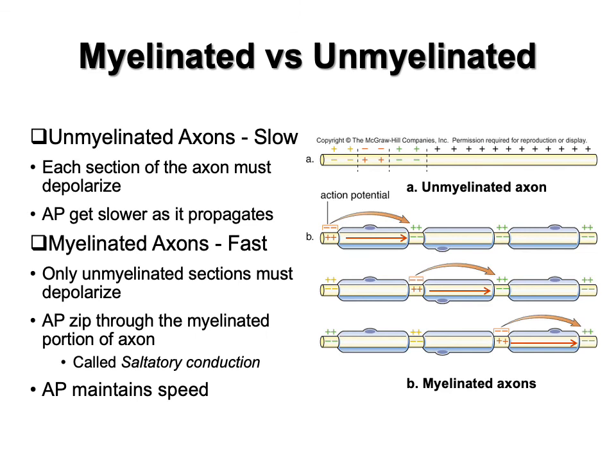Myelinated versus unmyelinated axons. Unmyelinated axons are slow. Each section of the axon must depolarize. Action potentials get slower as they propagate. Myelinated axons are fast. Only the unmyelinated sections must depolarize. Therefore, action potentials can zip through the myelinated portion of an axon, and this is called saltatory conduction. In myelinated axons, the action potential maintains its speed.